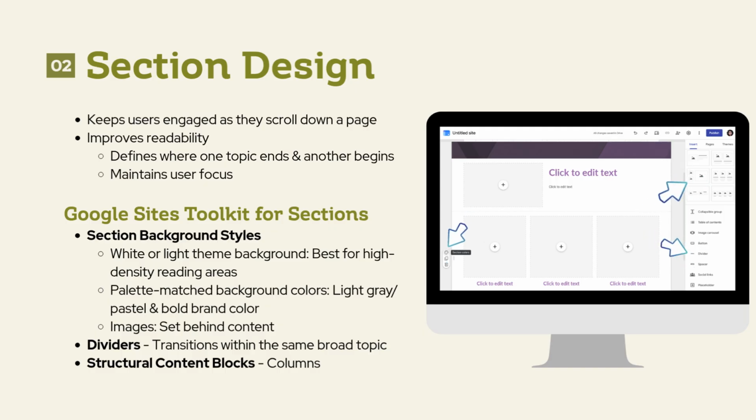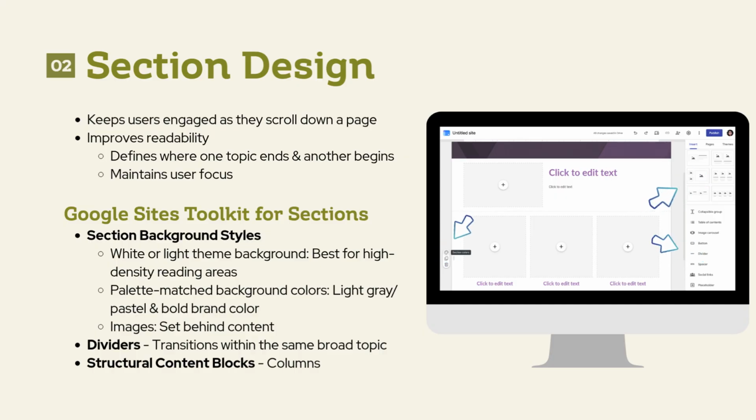Let's look at your Google Sites toolkit for sections to see how we can build these out. First, we have section background styles. Google Sites gives us a few distinct options to play with. White or light theme backgrounds are your best bet for high-density reading areas where you have a lot of text, as they offer the cleanest readability. Palette-matched background colors, like light grays, pastels, or a bold brand color, are fantastic for creating visual contrast and breaking up the page. You can also use images as a background style, which places a graphic element right behind your content to give it a polished, modern feel.